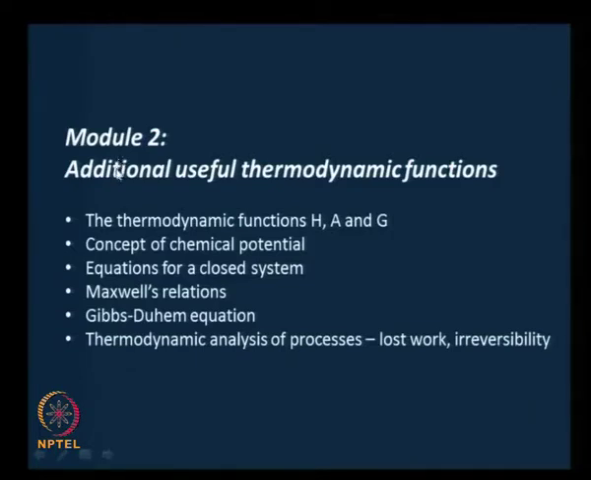Module 2 was on additional useful thermodynamic functions. We looked at the thermodynamic functions enthalpy, Helmholtz free energy and Gibbs free energy. Then we looked at the concept of chemical potential, equations for a closed system, Maxwell's relations, the Gibbs-Duhem equation, and thermodynamic analysis of processes in terms of lost work and irreversibility. We will see some of these as we rush along here in the review.